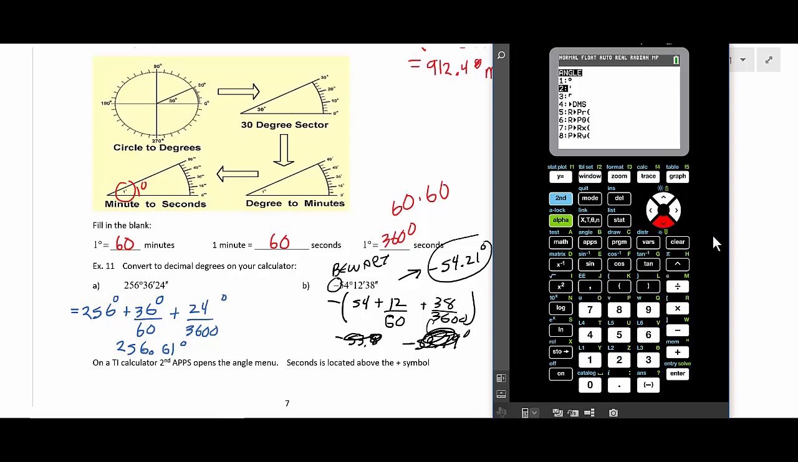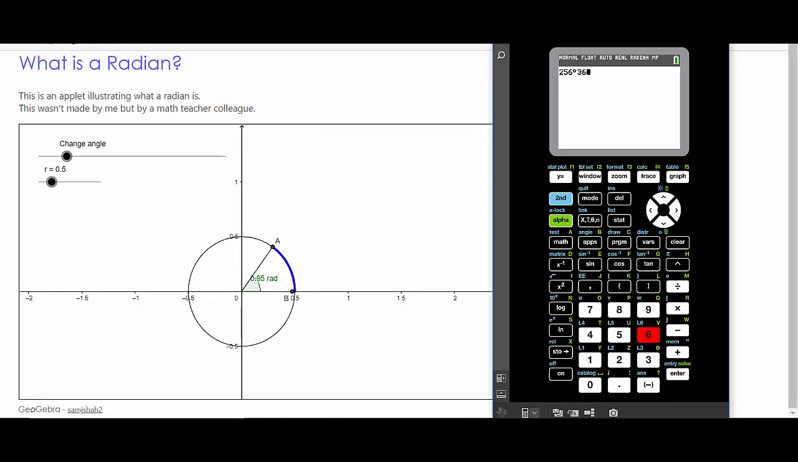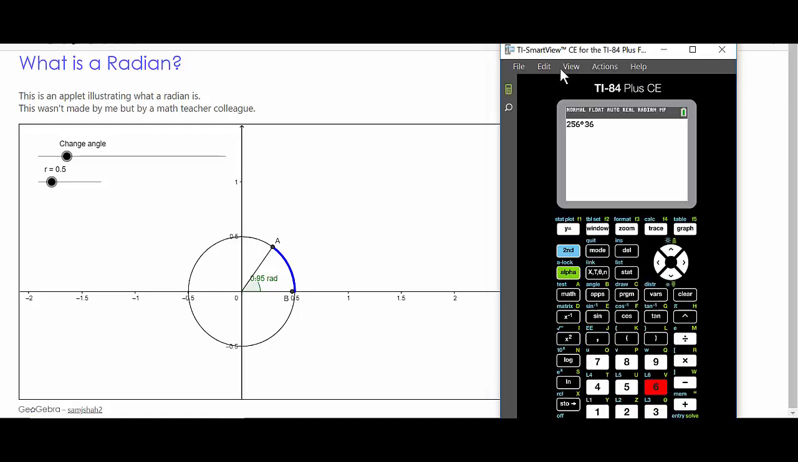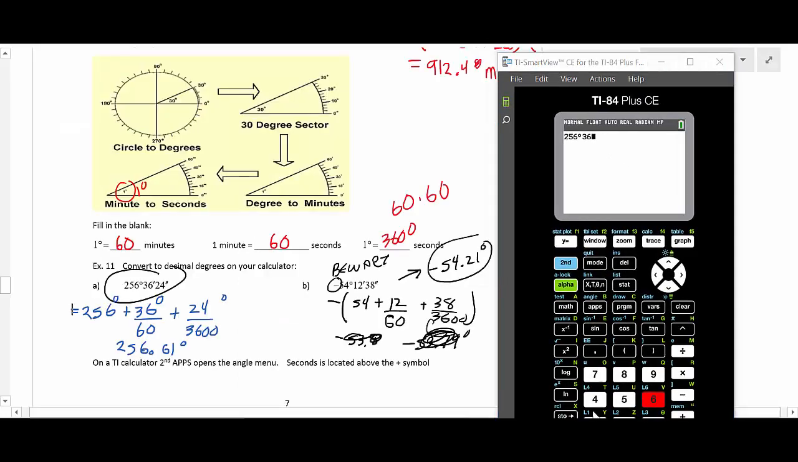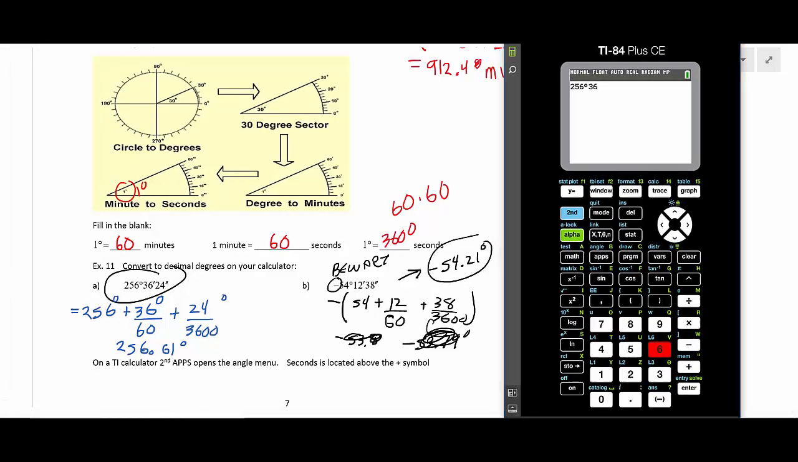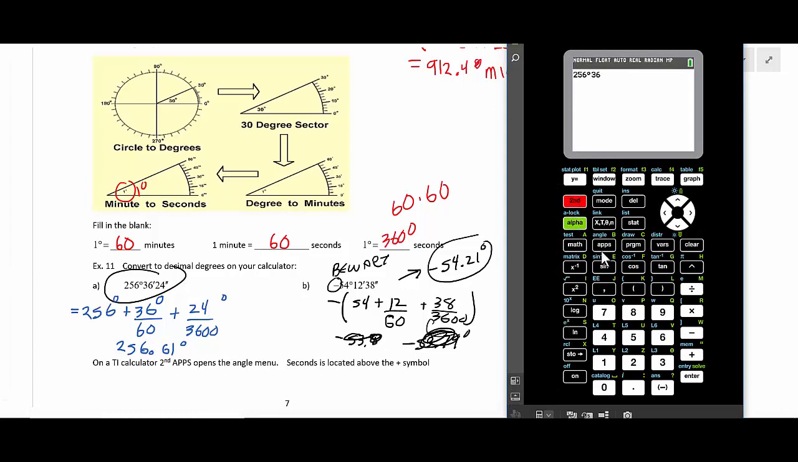So you could do this problem this way. Just try this with me if you want to, but you don't have to do it this way. So let's take, for instance, this first problem we did. You could go 256, then you could go second apps to get the angle command to come up, press enter, and then the degree symbol comes up. Then 36, you put in the 36. That's not what I wanted to do. Why did it do that? Okay, so I go on 36, and then I go again second apps.